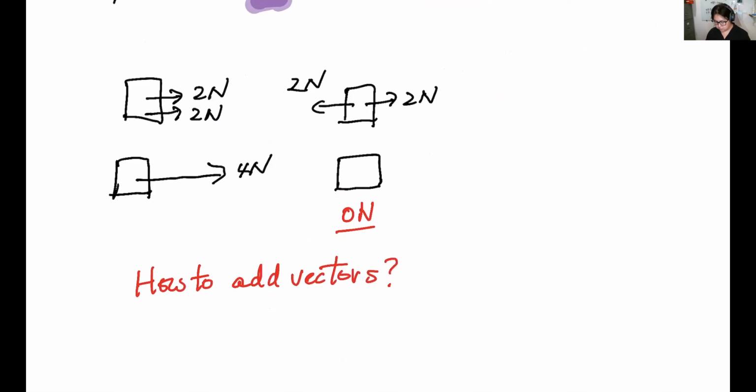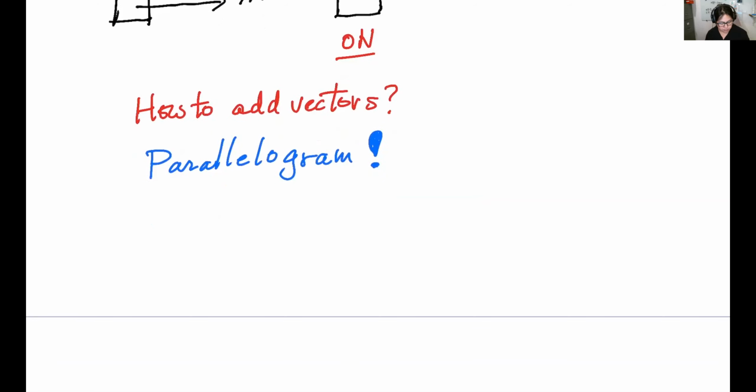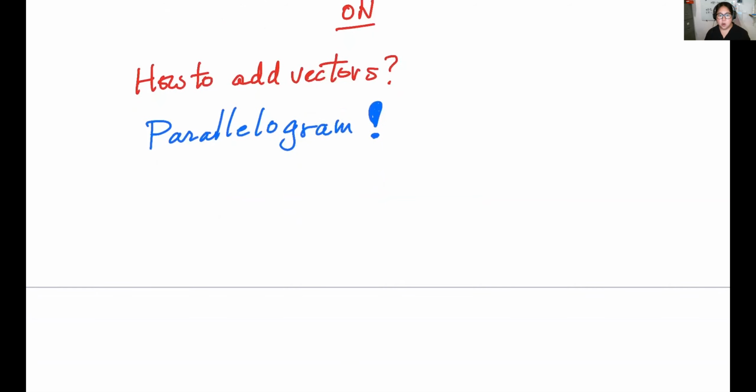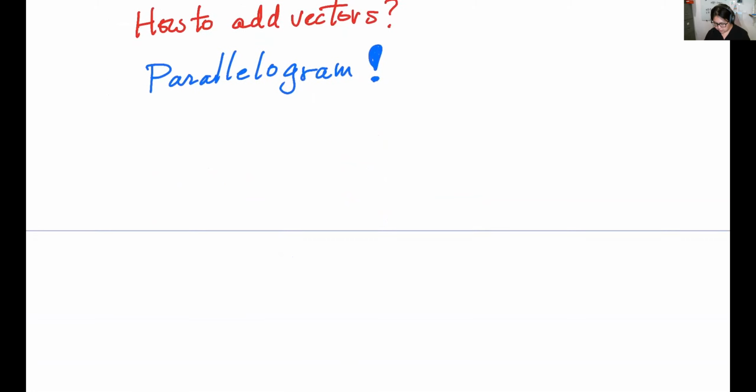So how do we add vectors then? How to add forces, how to add those directional quantities? Here we use something called a parallelogram. You're going to draw a parallelogram. Adding vectors.